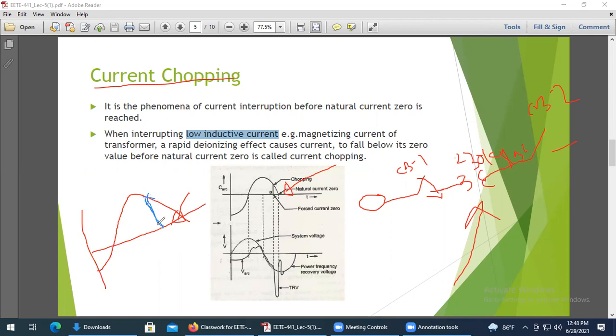All right. So this phenomenon is known as current chopping. What is current chopping? Whenever you are trying to interrupt a low magnetizing or capacitive current, the electric arc is formed and that arc has to extinguish when it reaches the natural zero point. But due to the low magnitude of this current and the 90-degree phase difference, the circuit breaker will start extinguishing the electric arc before it reaches natural zero. So this simple phenomenon is known as current chopping. All right, have you got the point, guys?